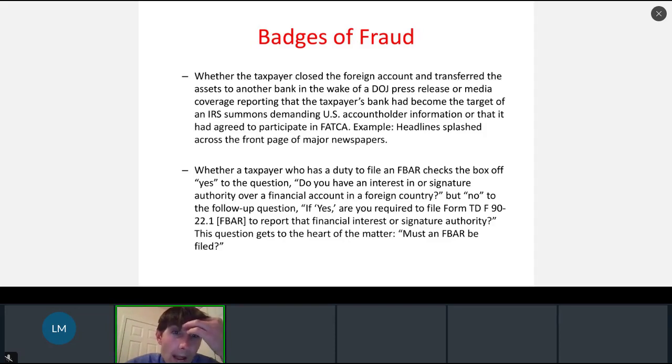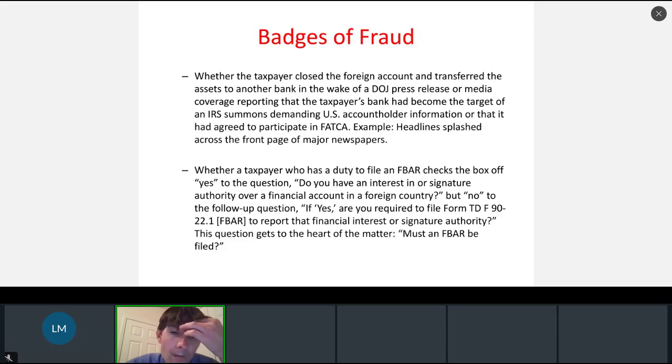Another badge of fraud is whether a taxpayer who had a duty to file an FBAR checked the box yes to the question, do you have an interest in or signature authority over a financial account in a foreign country? But no to the follow-up question, which is, if yes, are you required to file an FBAR to report that financial interest or signature authority?